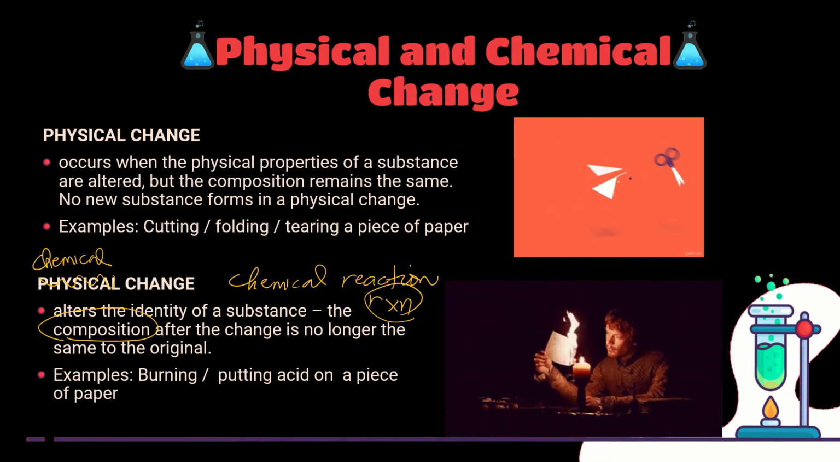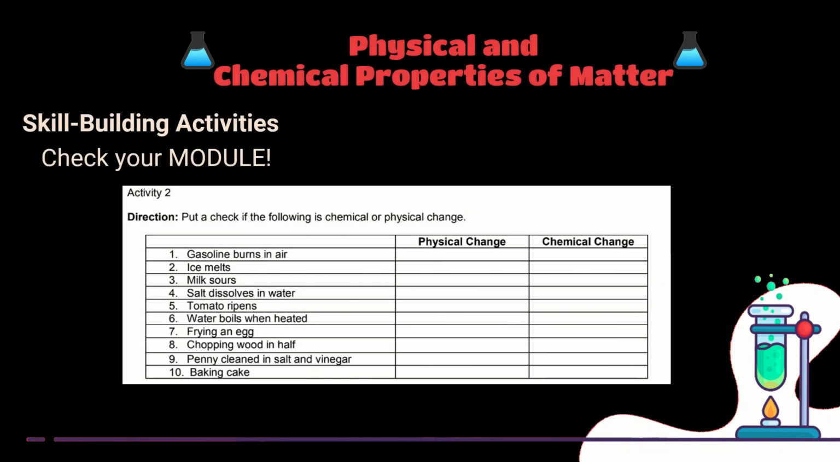Could you try to look around and see if you can find examples of physical change or chemical change in your environment? Can you give 2 examples each? Okay, I hope that you really understood our discussion regarding physical and chemical change. Now let us go back to your module, Skill Building Activities, Activity 2. Put a check if the following is chemical or physical change.